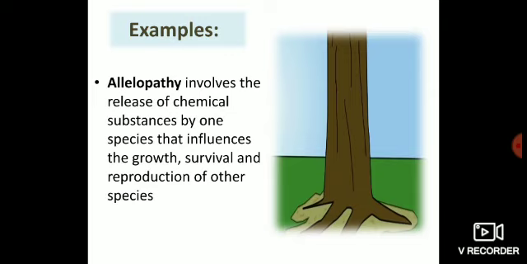Now the examples of Ammensalism. There are two examples of Ammensalism. One is allelopathy and the second one is antibiosis. Allelopathy is observed in case of higher plants and antibiosis takes place in algae. First of all, we will discuss allelopathy. What happens in allelopathy, son? It involves the release of chemical substances by one species, and this chemical substance influences the growth, survival and reproduction of other species. Okay?